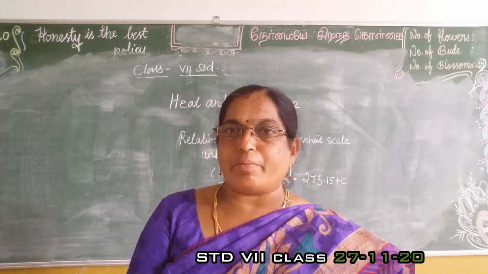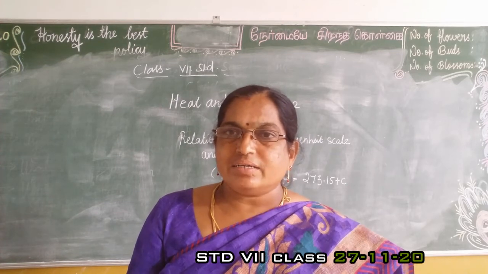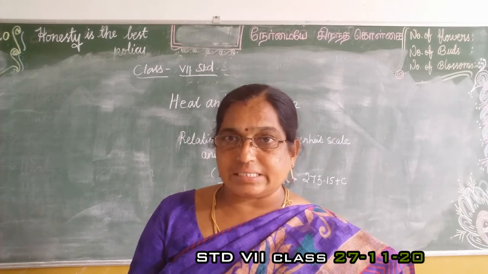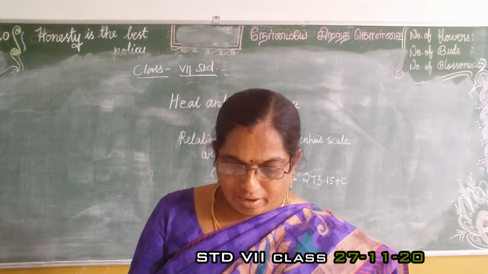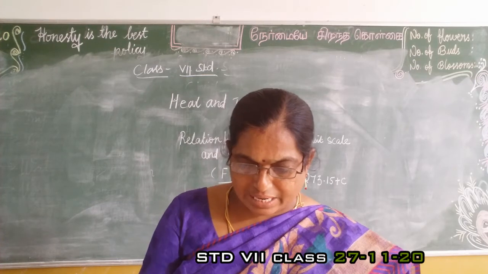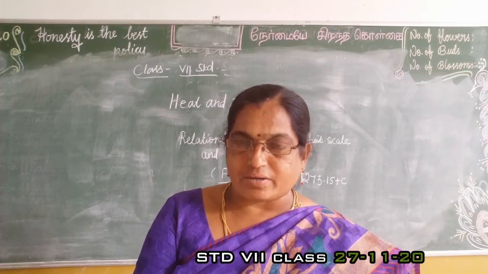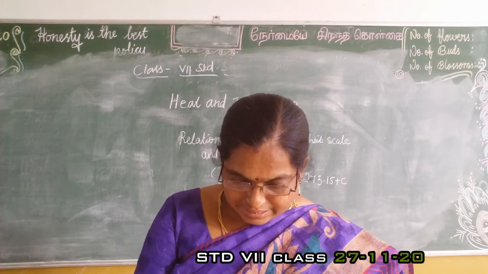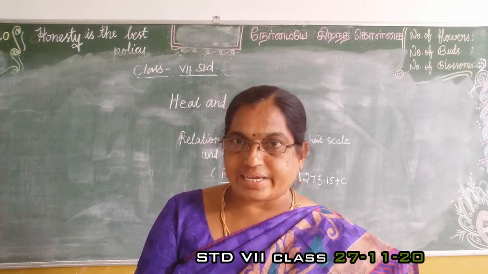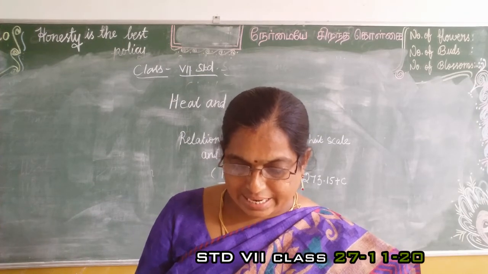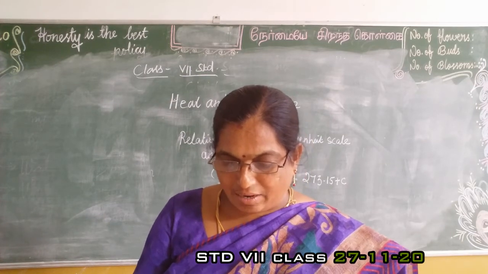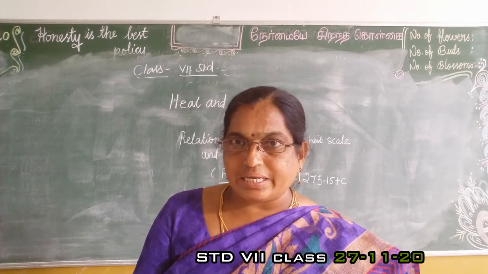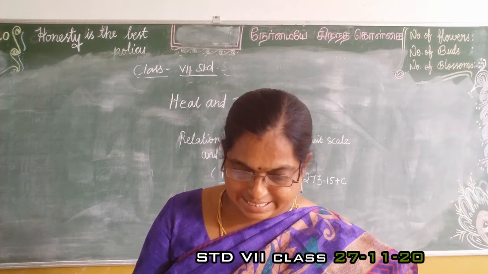Then scales of thermometer. We learned the difference between the clinical thermometer and the laboratory thermometer. Now, we use three types of scales of thermometer. First one is the Celsius scale, another one is the Fahrenheit scale, and another one is the Kelvin scale. First we can see the Celsius scale. Celsius is the common unit of measuring temperature. We commonly measure temperature in the Celsius scale.